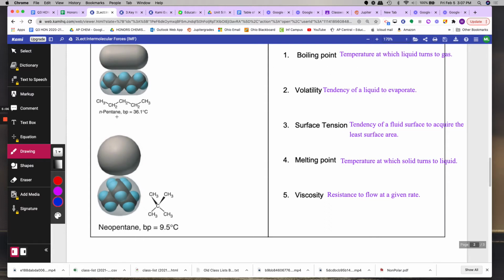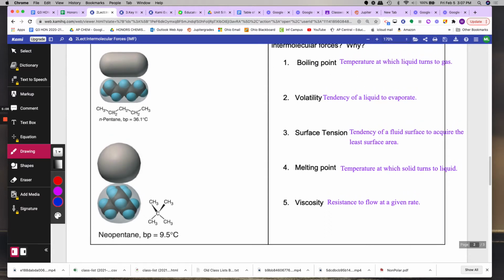Now let's compare them. First, you have CH, CH, CH, CH, similar in electronegativity. This is very nonpolar. This is another n-pentane. It's also nonpolar. What is the force between two nonpolar substances? That's correct. It's dispersion. Okay?